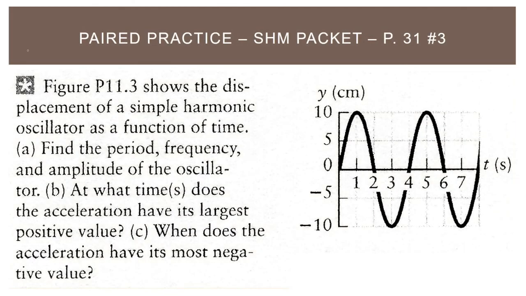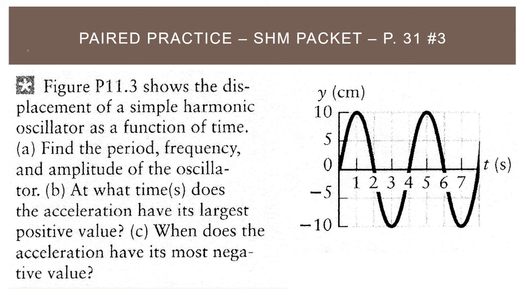Okay, last question for today, page 31, number 3 in the SHM packet. It says figure P11.3 shows the displacement of a simple harmonic oscillator as a function of time. Part A says find the period, frequency, and amplitude of the oscillator. B says at what time does the acceleration have its largest positive value? And then C says when does the acceleration have its most negative value? Take a second to pause this video here and try out just part A. And when you hit play, we'll go over it.